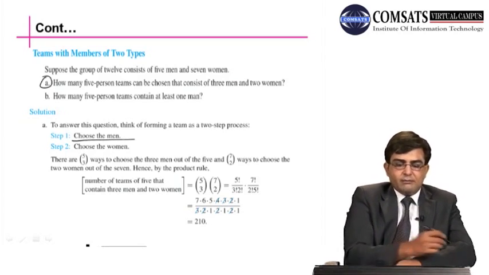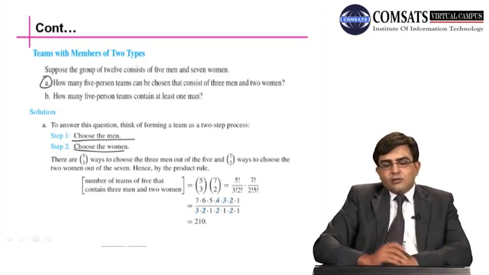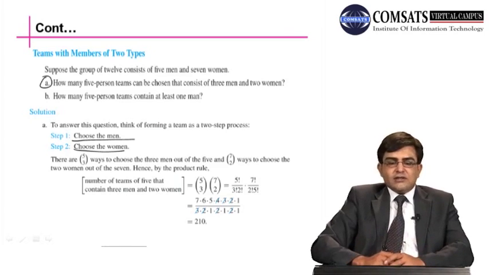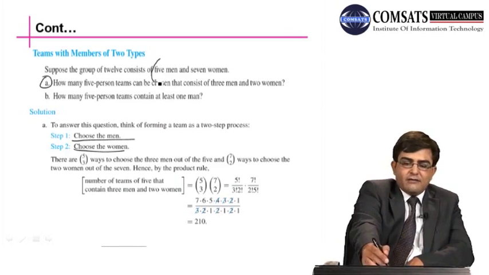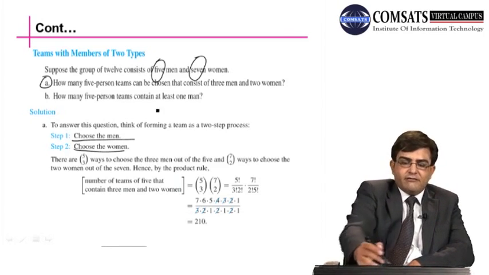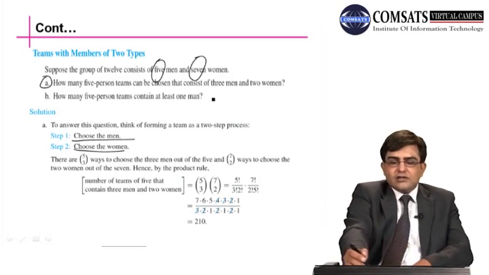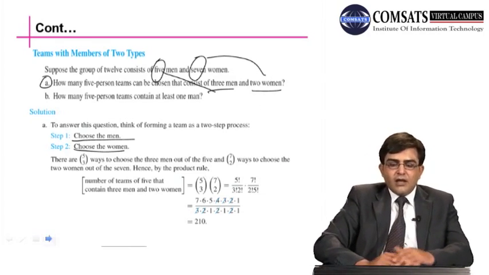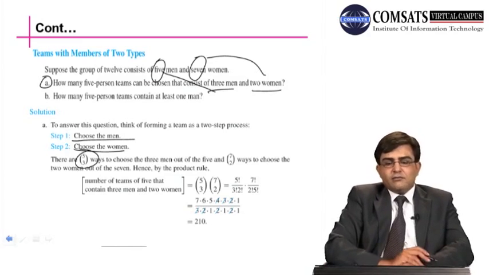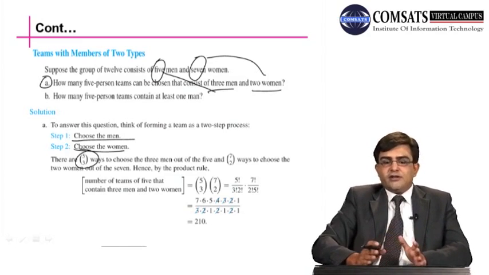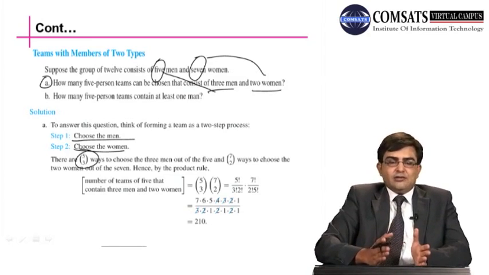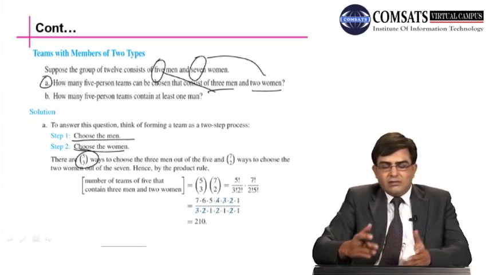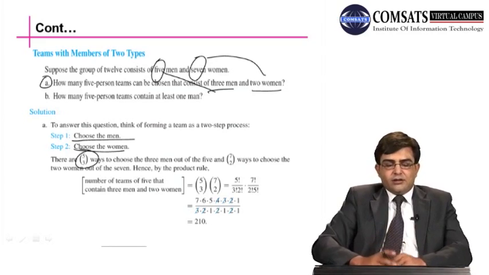This type of problem we shall tackle by using this process. Step 1 is choose the men, then choose the women. So what are the possible ways we can choose 3 men out of 5 men, and 2 women out of 7 women? So 5C3, and here again the order is not important. We don't have to care about the order of the men, that is, this man should come here, this man should come at the second place. No, the order is not important.